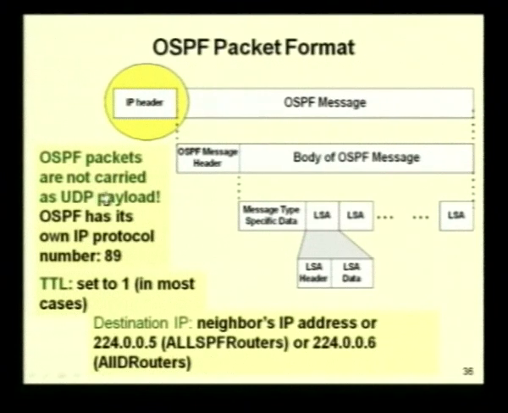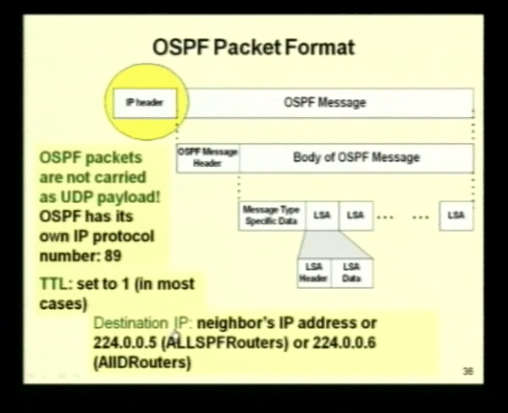The OSPF packets are not carried as UDP payload. OSPF is carried directly as an IP packet. So, OSPF has its own IP protocol number, which is 89. That is the IP header, and following that, the OSPF message is carried directly as an IP packet. Now, the TTL is set to 1 in most cases.